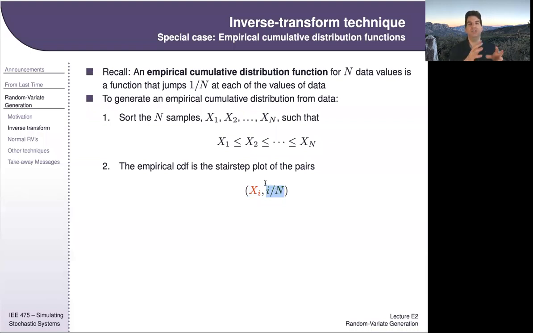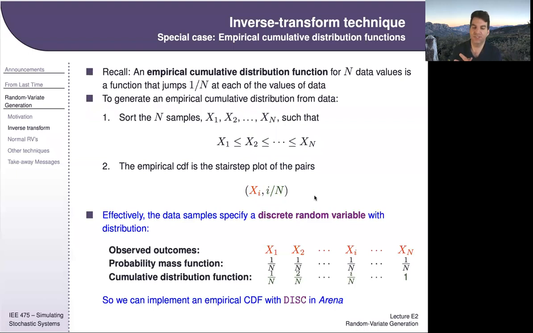So you could pair each outcome in its sorted order with its rank in the sorted order. And that gives you what's called a cumulative distribution function. If I were to tabulate all of my outcomes here in the top row, I can then put all of those pairings in the bottom row here.